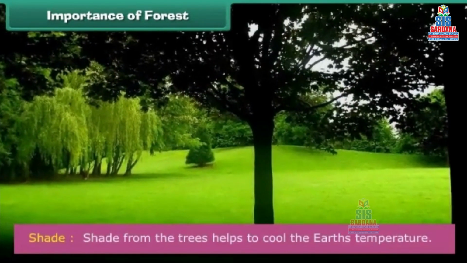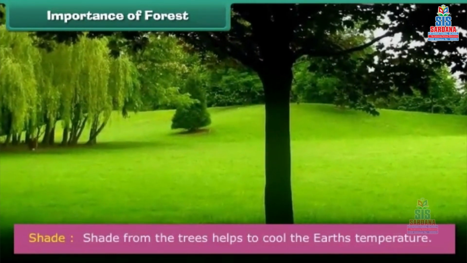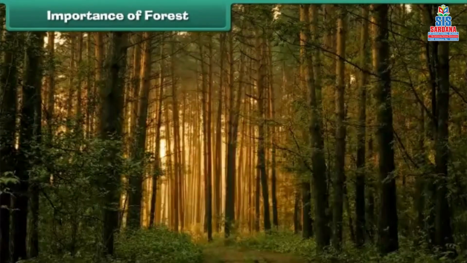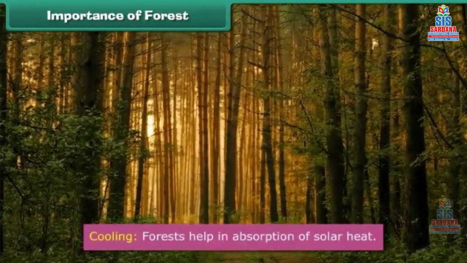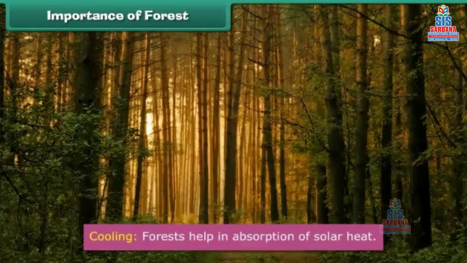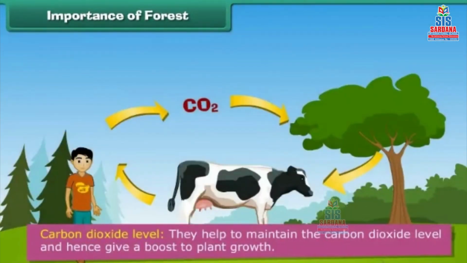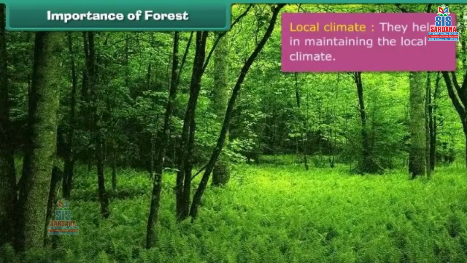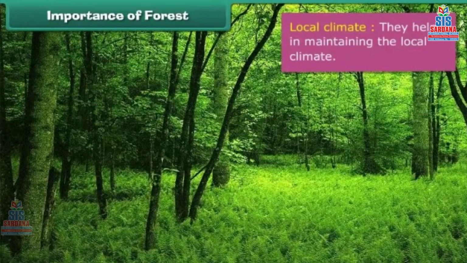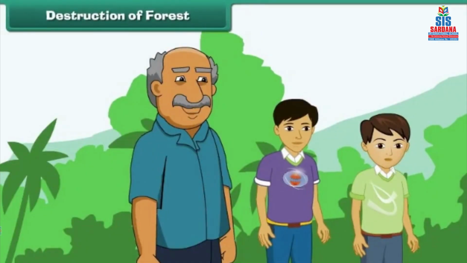Shade. By cooling the air and ground around them, the shade from the forest trees helps to cool Earth's temperature. Cooling. Forests help in absorption of solar heat during evaporation and transpiration. Carbon dioxide level. They help to maintain the carbon dioxide level and hence give a boost to plant growth. Local climate. They help in maintaining the local climate and hence help fight climate change.